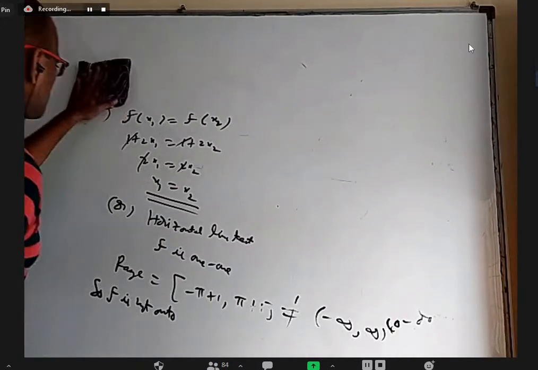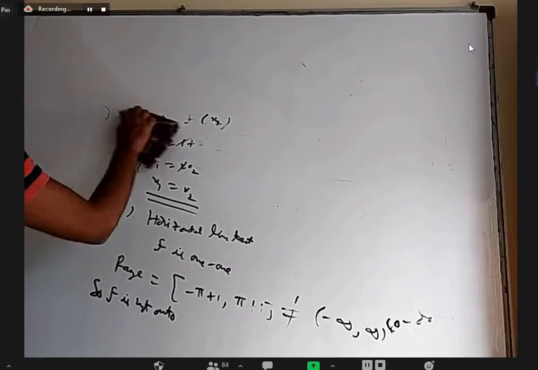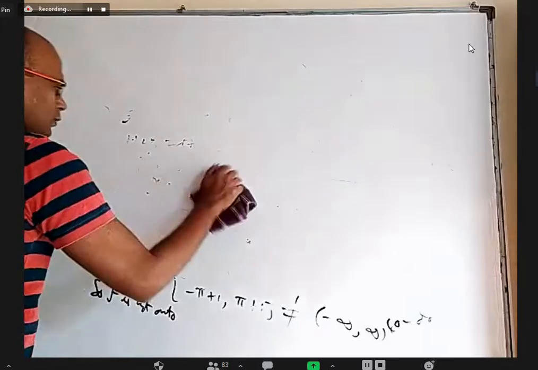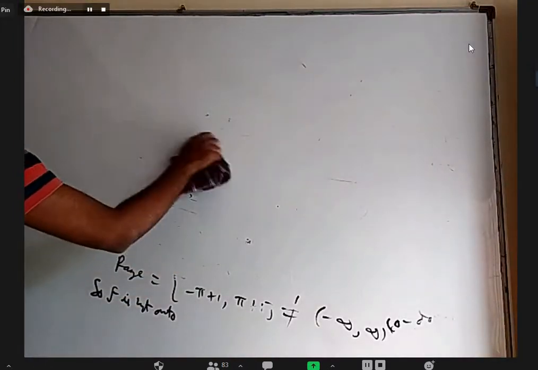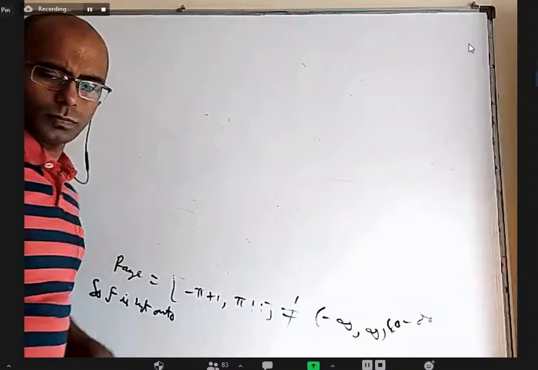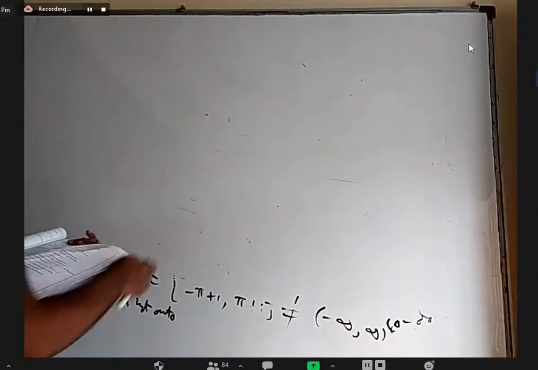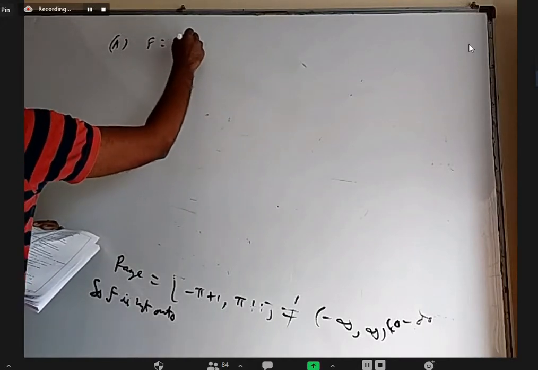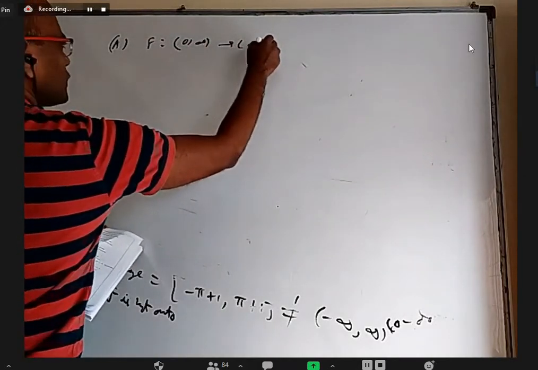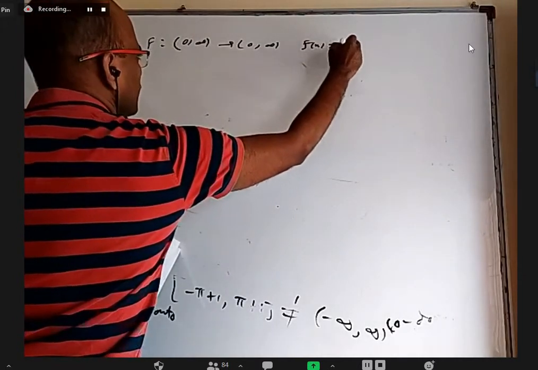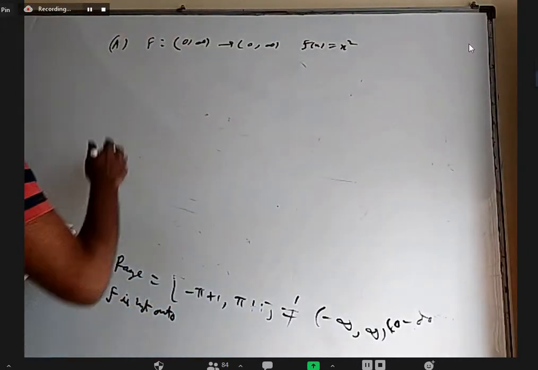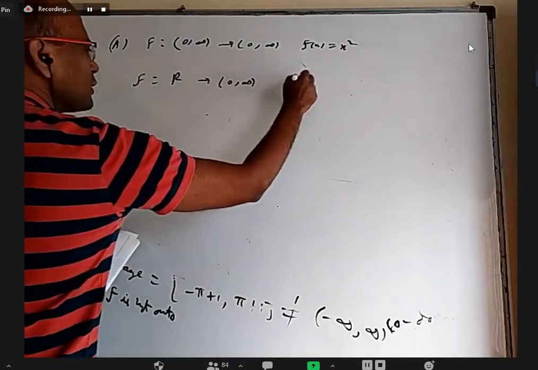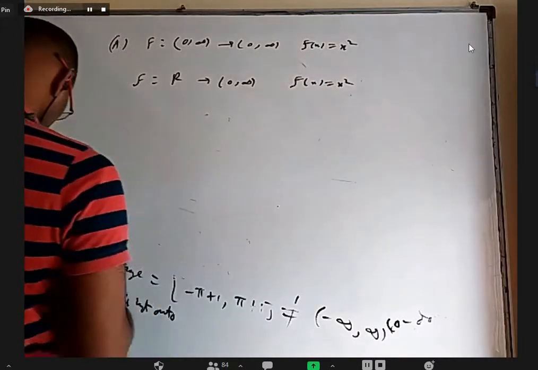Okay, next we'll discuss 30. Let us take each option. Option A: f from R plus, the open interval 0 to infinity, to the open interval 0 to infinity, f of x equal to x square. Second one is all real numbers to the open interval 0 to infinity, f of x equal to x square.